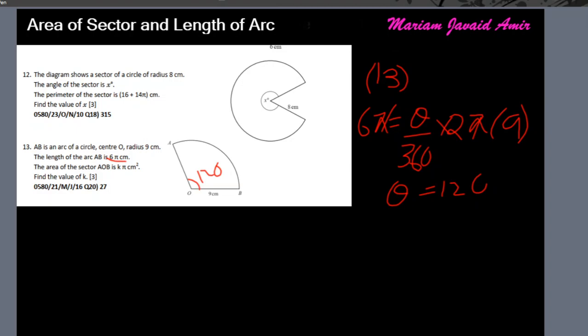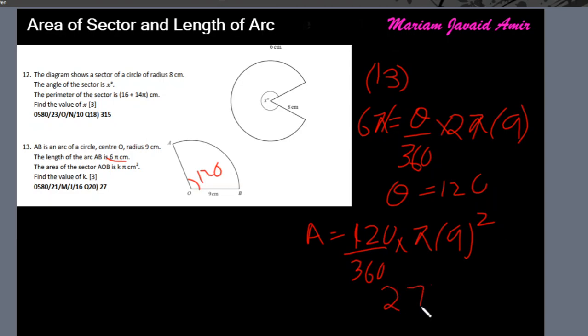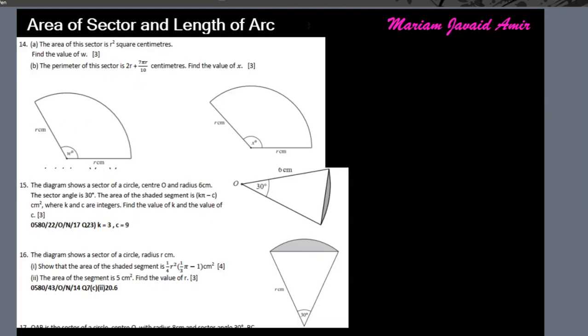So now we need the area. The formula for area is theta over 360 into pi 9 square. So 120 over 360 times pi times 81, and we're supposed to give the answer in terms of pi. So 120 divided by 360 times 81 gives me 27 pi, and so k equals 27. Question 14.